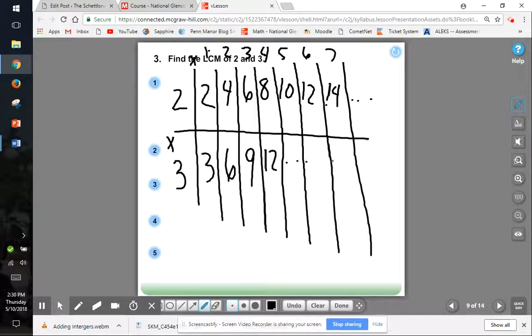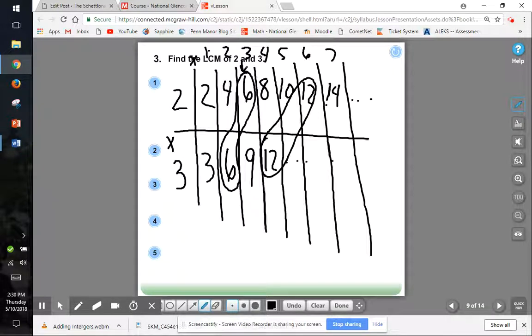Now, we're looking for the LCM, or least common multiple. Here are the common multiples so far. I see 6 as my first common multiple, and it looks like 12 is another common multiple, and I bet you we could find a whole bunch of others if we keep going. I'm only looking for the least common multiple. In this case, it's 6.